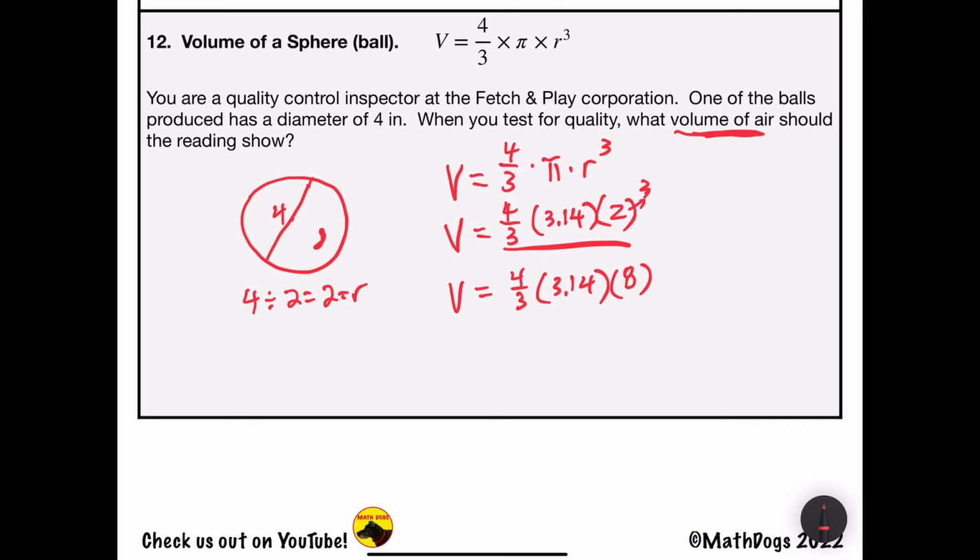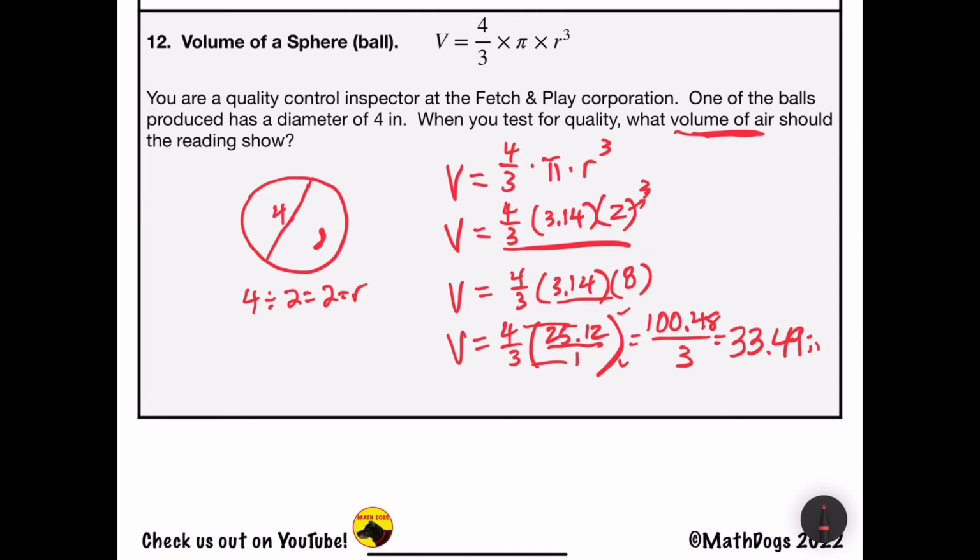Now I'm going to multiply together 3.14 times 8, and then I'll deal with the fraction at the end. So 3.14 times 8 is 25.12, and I'm going to put that over 1, so now I have two fractions. Multiply across the top, multiply across the bottom, and then divide at the end. So 4 times 25.12 will be 100.48, and 3 times 1 will be 3. When I do my final division in my calculator, I find out that the volume for quality control should be 33.49 cubic inches.